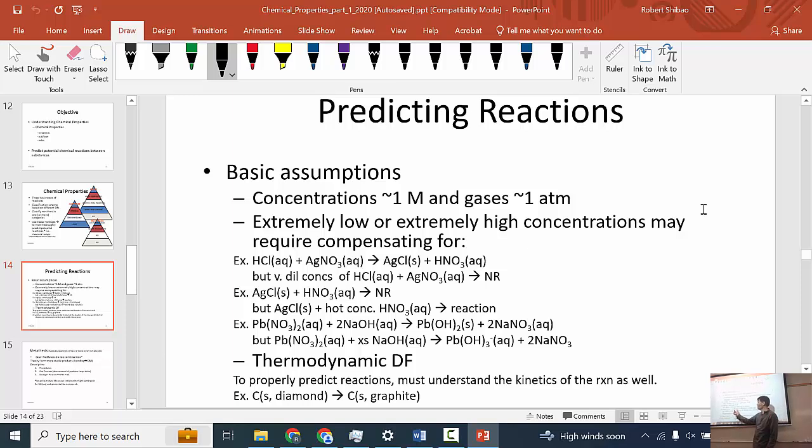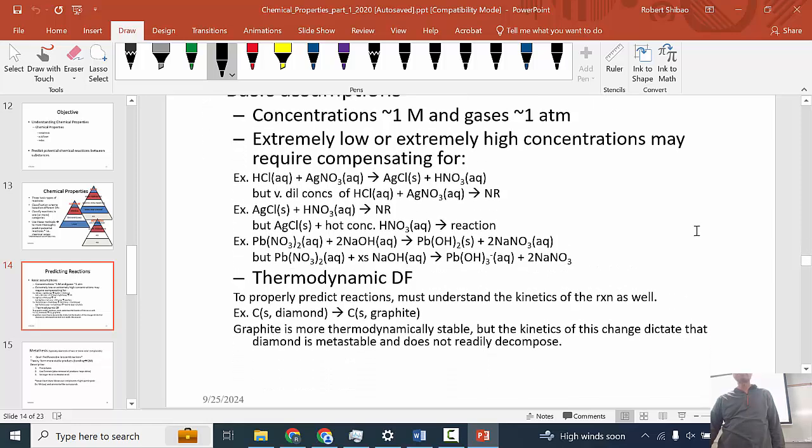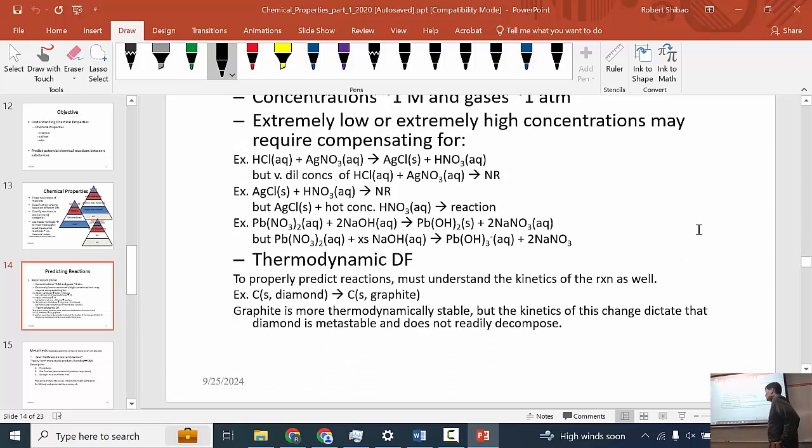Sometimes if we add excess, too much of something, different types of reactions occur. And so here, this precipitation reaction, which is lead(II) hydroxide, turns into something else entirely. These are just rules, and there are exceptions to rules. The thermodynamic driving force is just one of the aspects we're looking at. Really, we should look at something called kinetics. To properly predict reactions, we must understand the kinetics of the reaction as well. Kinetics is how fast the reaction occurs.